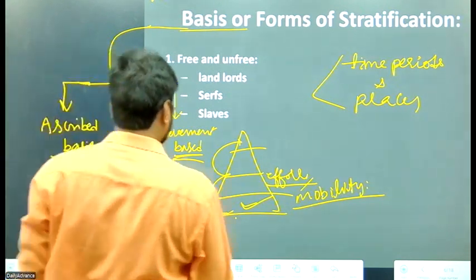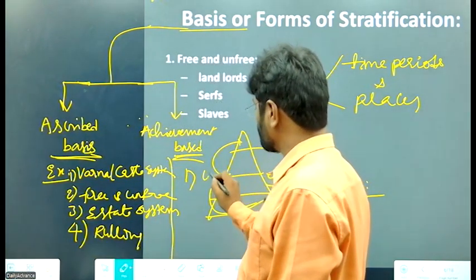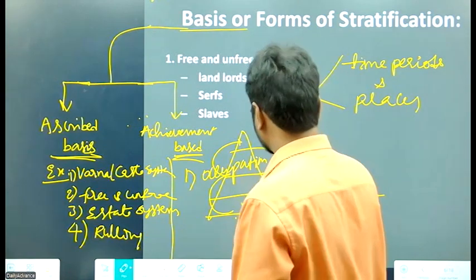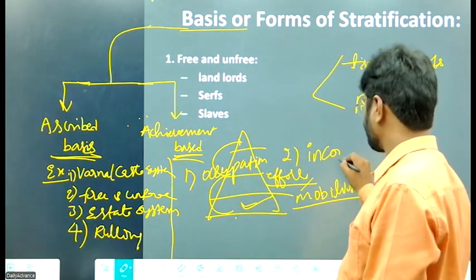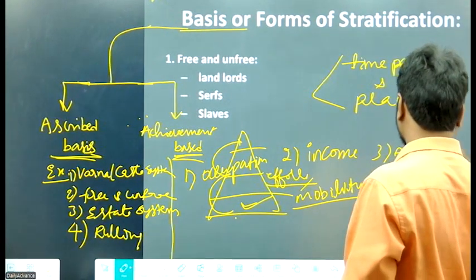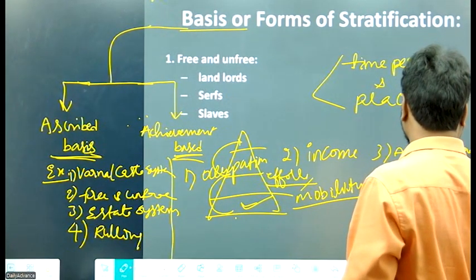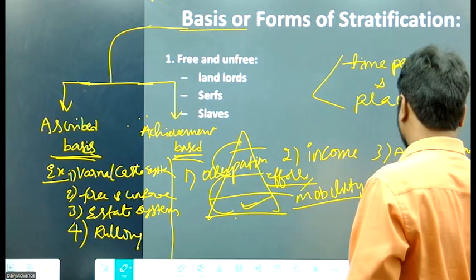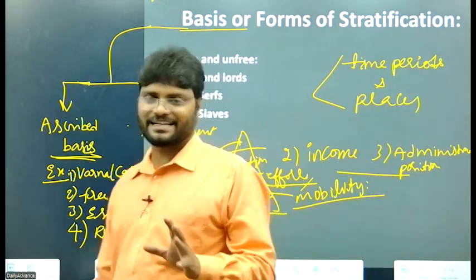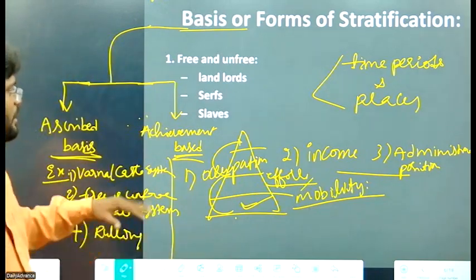Here the achievement-based ones are occupational, the second one is income, and the third one is administrative positions. So these are all the best examples of achievement-based stratified societies. Now we will see them one by one.